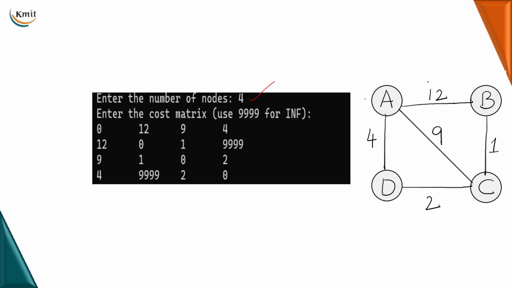Then I give the cost matrix. These are the two inputs we are supposed to give. So I will use the number 9999 for infinity. When there is no direct link, it is infinity. So I am taking the cost from A to B is 12. A to A will be anyhow 0. A to C is 9. A to D is 4. So the same network I have taken as example.